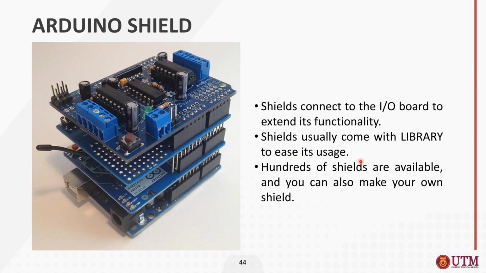So basically when you buy a shield, usually it comes with a library, because it already has its own architecture and it needs to use its own library. Hundreds of shields are available, so you can also make your own shield by buying the components yourself, connecting them, and designing the PCB and so on.